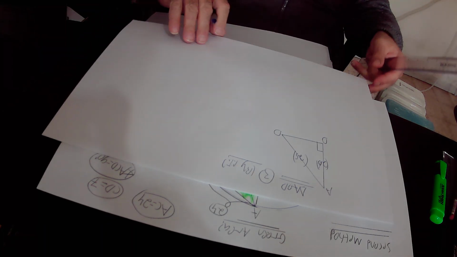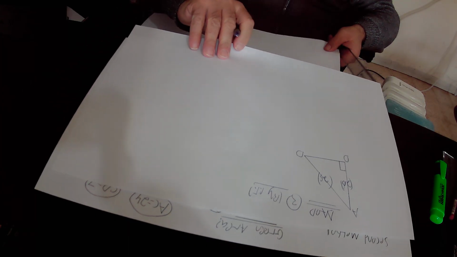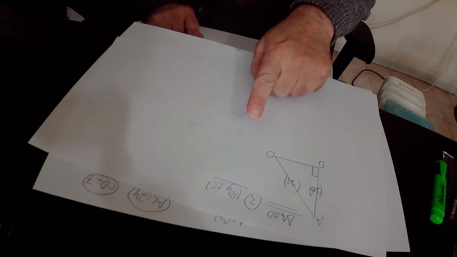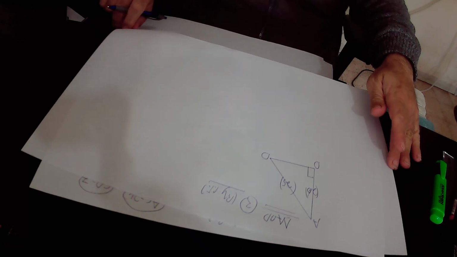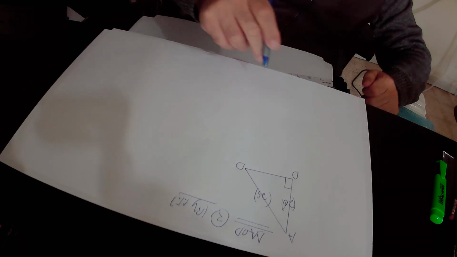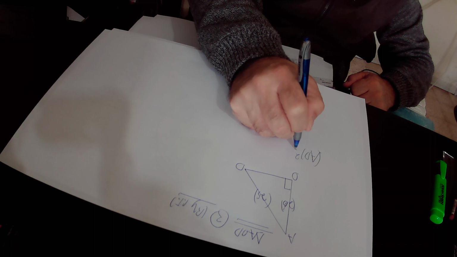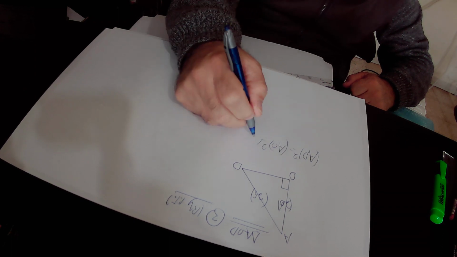So actually, this is the right triangle AOD that I copied from the original drawing. By the Pythagoras theorem, in this right triangle AOD we get that AD square equals AO square plus OD square.